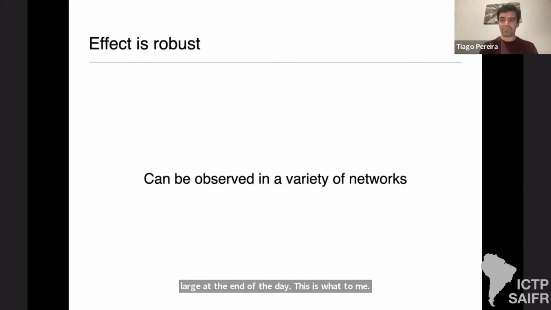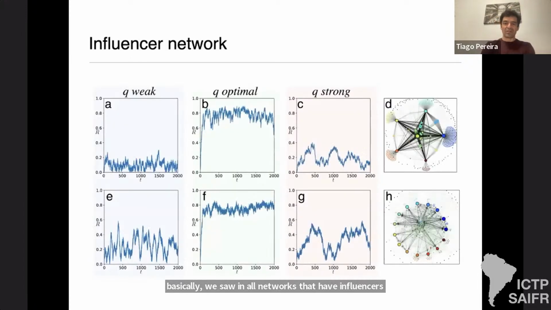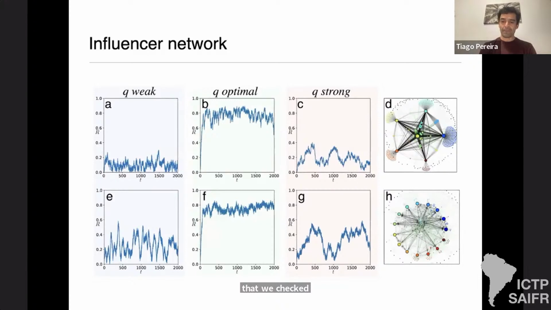This effect is very robust. I presented it to you for this very particular network where you can prove what we see. But actually, if you do numerics, we saw this effect in basically all networks that have influencers that we checked. For example, I will show you two. The upper panel is a network of political opinions of the US election in 2008. And the lower panel is the network of C. elegans. So we took the hubs, turned the hubs into influencers, and did the simulation.